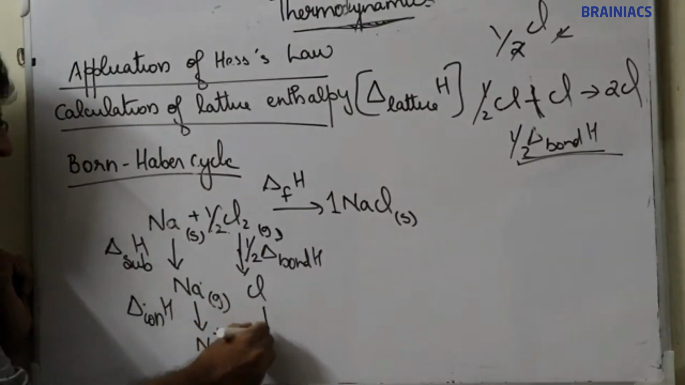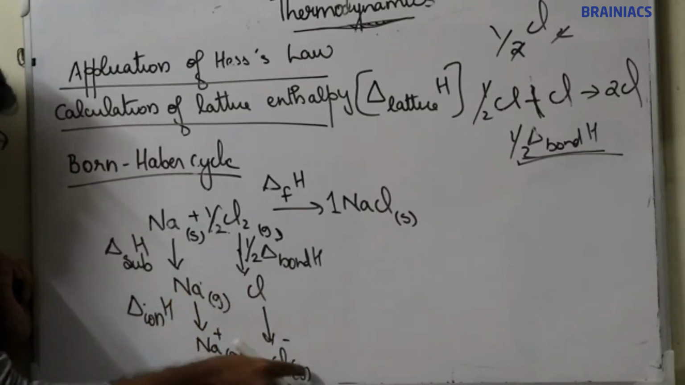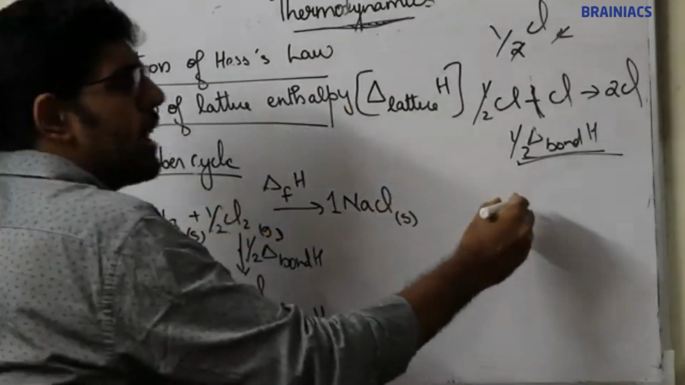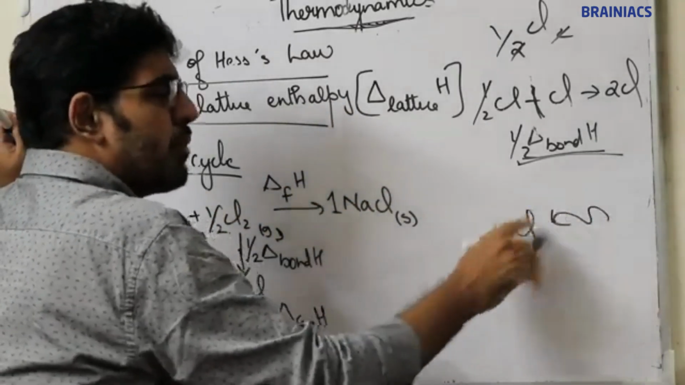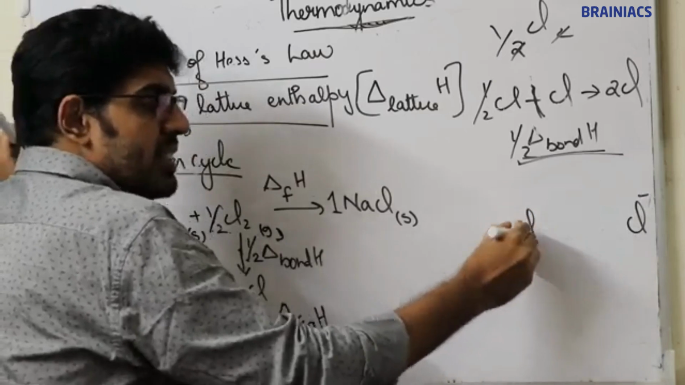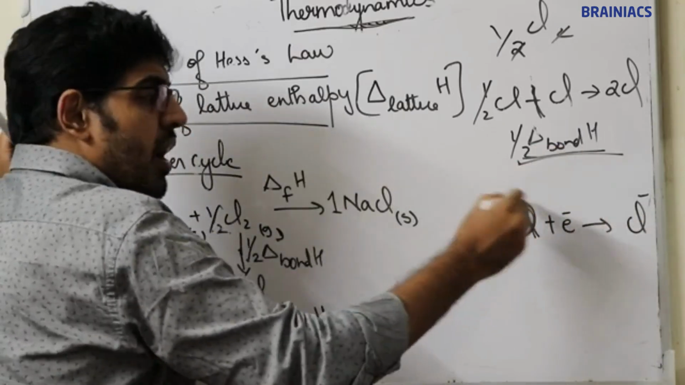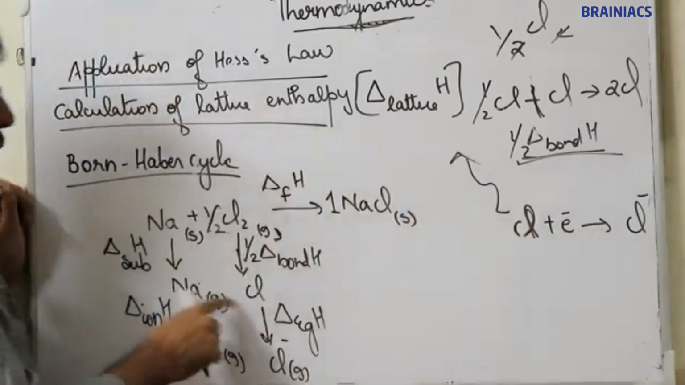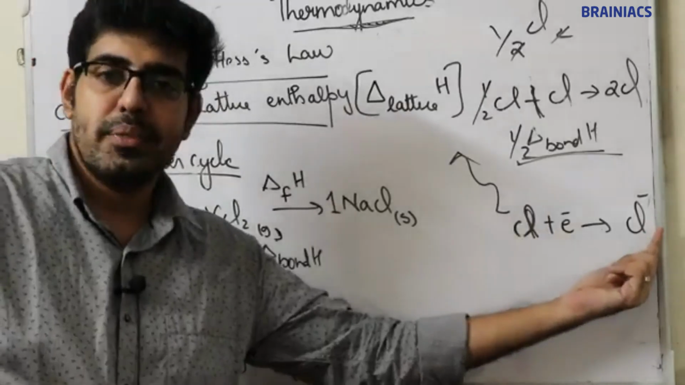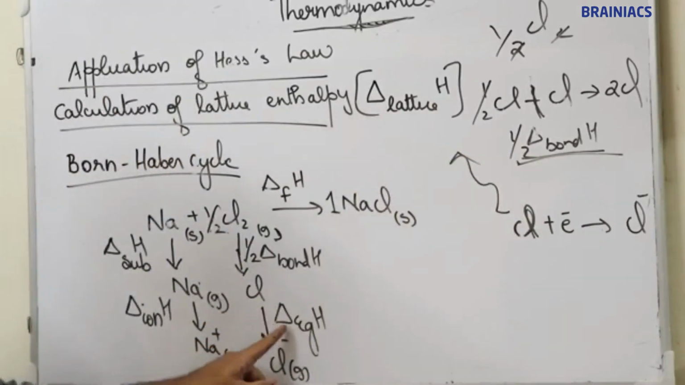Next step: Cl is converted to Cl minus gas. The energy required to convert Cl to Cl minus gas is known as electron gain enthalpy. What is electron gain enthalpy? If a neutral atom, such as a chlorine atom, gains an electron, it converts to Cl minus. The energy released when an electron is added to Cl is known as electron gain enthalpy.